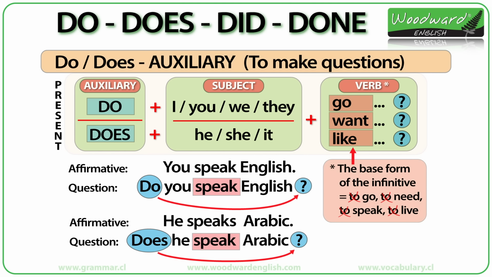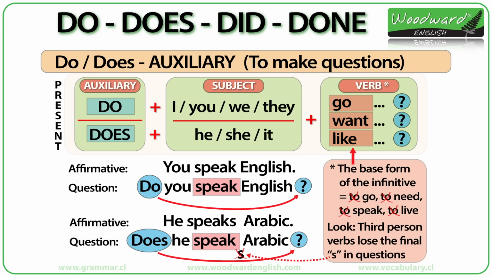You can see that we add does at the beginning when the subject is he, she, or it. Notice how the letter S at the end of the verb in the affirmative sentence, because it is in third person, disappears in the question. That is because the verb is in the base form of the infinitive. Note, we don't use do or does in questions that have the verb to be or modal verbs such as can, must, might, or should.